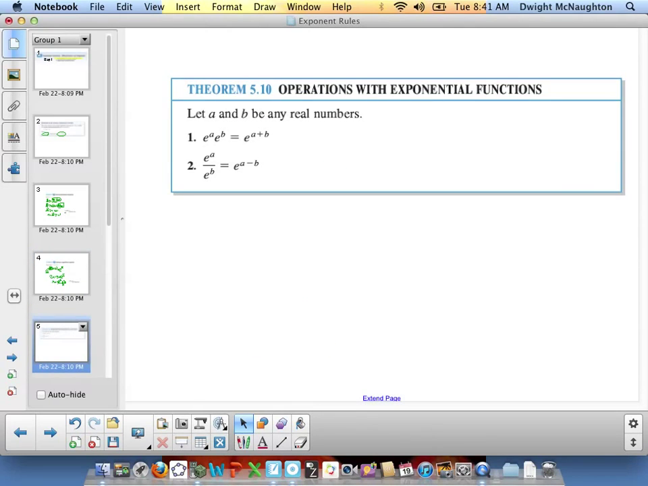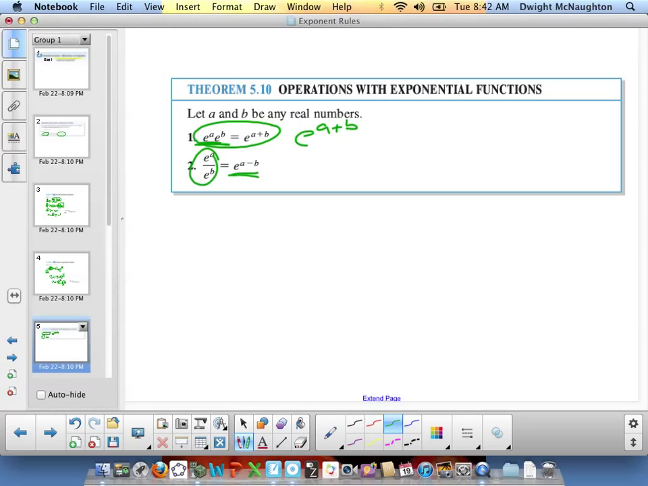Okay, and some exponential properties become very important. e to the a times e to the b, we can simplify to e to the a plus b. Likewise, we can separate e to the a plus b into e to the a times e to the b. So multiplication of exponents can be simplified to addition inside the exponent. And a division of exponents simplifies to subtraction in the exponent.